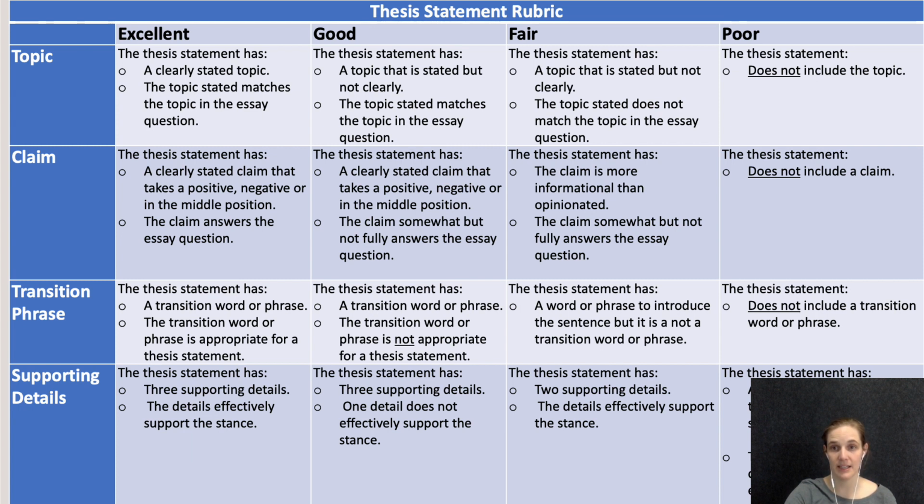An excellent in each of these categories basically means you have included the component, a topic, a claim, a transition phrase, 3 supporting details, and that the element matches the essay question. Additionally, to get an excellent for supporting details, you must have 3 supporting details that all work to support your claim about the essay topic. I encourage you to really look at this rubric and understand it before writing your final thesis statement.